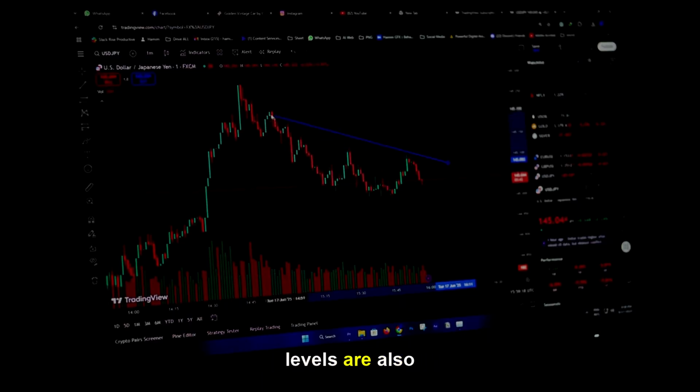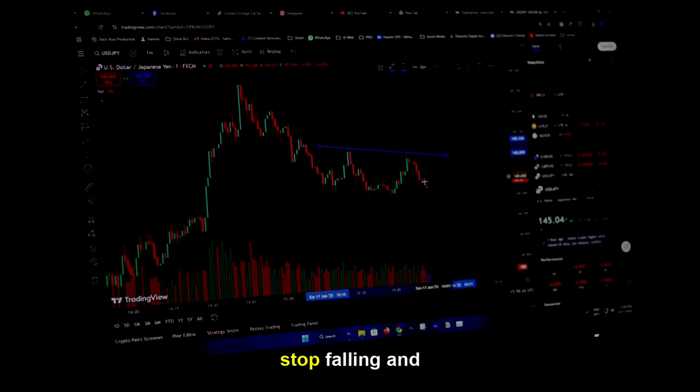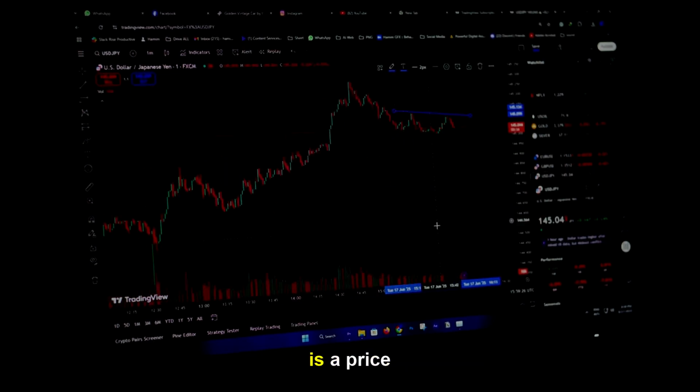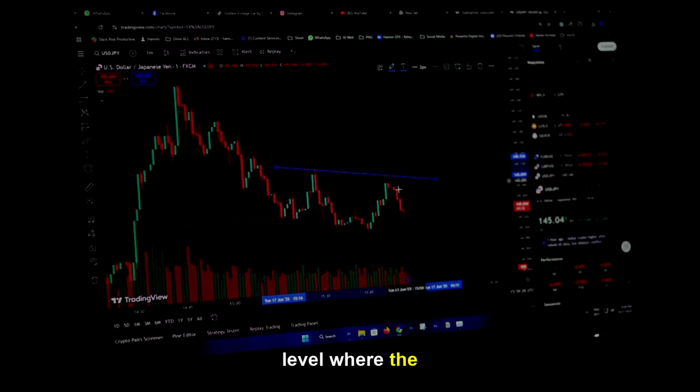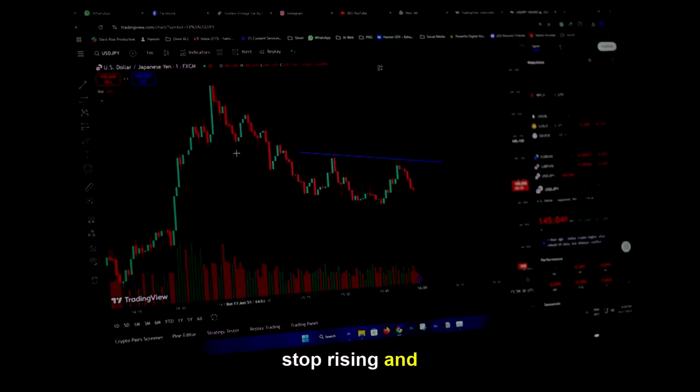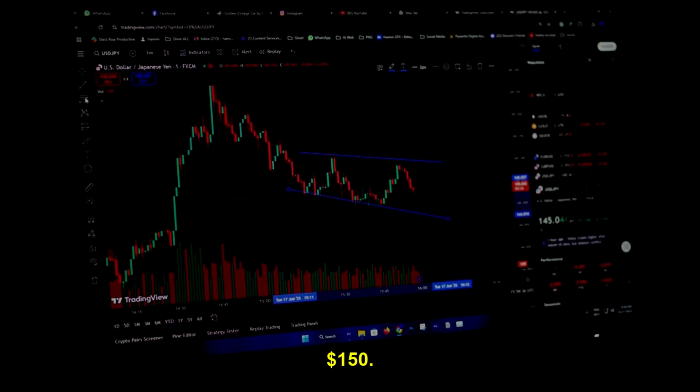Support and resistance levels are also crucial in reading stock charts. Support is a price level where the stock tends to stop falling and bounce back. Resistance is a price level where the stock tends to stop rising and pull back. For example, Johnson & Johnson's, J&J, chart shows a strong support level at $150.